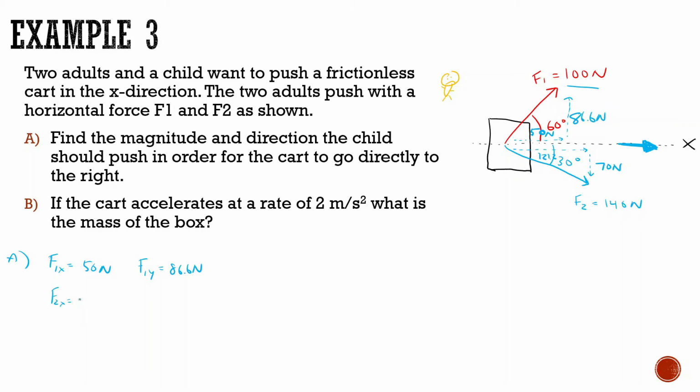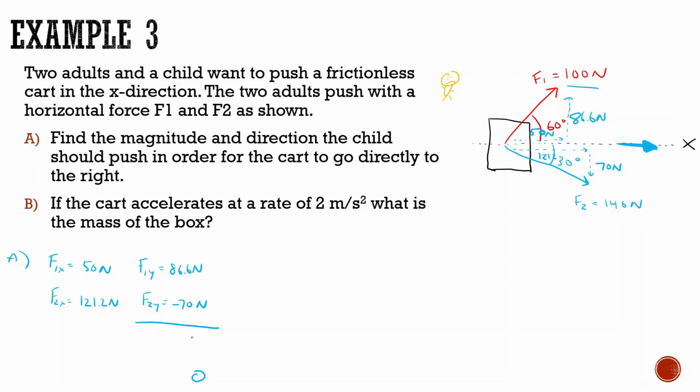F2x is going to be equal to 121.2 newtons. And F2y is going to be equal to negative 70 newtons because it's going down. So one thing we want to know, the question is, find the magnitude and direction the child should push in order for the cart to go directly to the right, as we see here. So in order for it to go directly to the right, that means the net force in the y direction needs to be equal to 0.